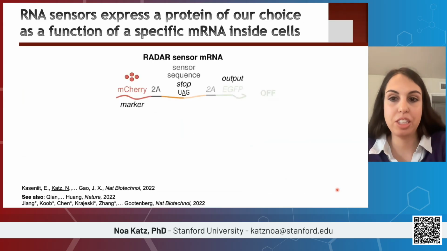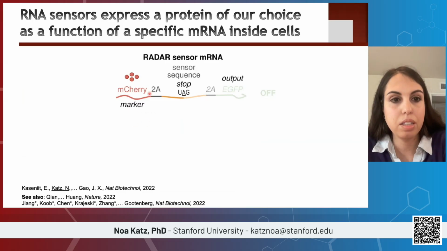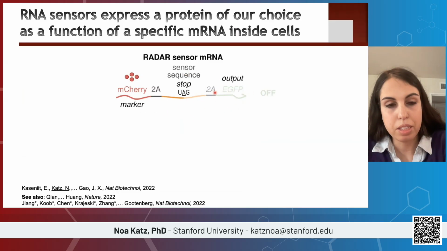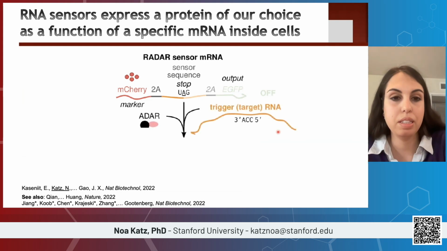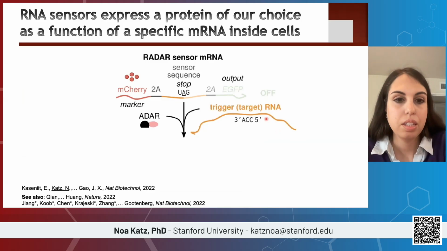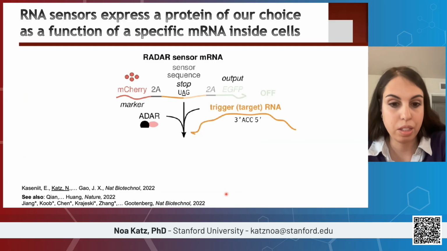Okay, so to overcome this challenge, I've used this technology that we've been developing in the Gao lab for the past few years, and it's called RADAR. The idea is that we have RNA sensors that can express a protein of our choice as a function of a specific mRNA in the cell. This is how it works. We have the RNA sequence here. We have a mCherry marker that's always on. And then we have a sensor sequence here with a stop codon. The stop codon does not allow for the expression of the downstream gene, EGFP in this case, until our sensor meets this target mRNA that's expressed in cells, together with the ADAR protein. And ADAR is an RNA editing enzyme that's present in all cells, especially in neurons.